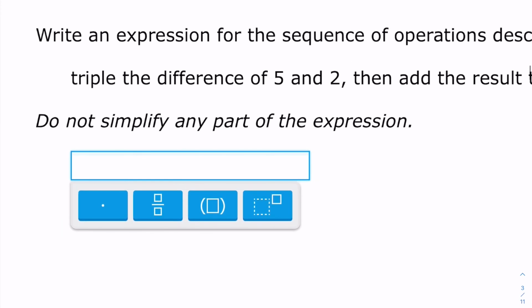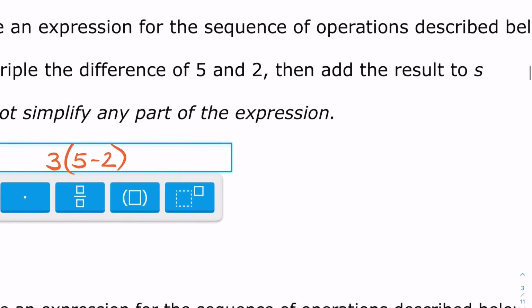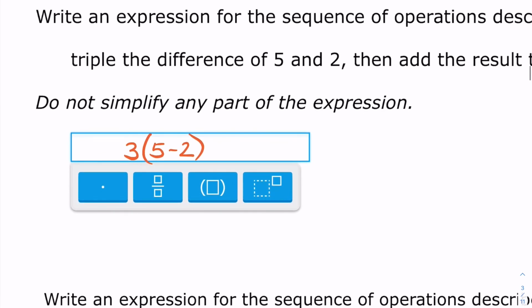All right, write an expression for this sequence. Triple the difference of 5 and 2, and then add the result to S. That's a lot. There's a lot going on. So here we're tripling something. What are we tripling? That's the question. Well, the difference of two things. What's being differenced? Well, 5 and 2. So we're going to do 5 minus 2. That's the difference of 5 and 2. We're going to triple that result and then add the result to S. Whoa, that's crazy. So watch this. We're actually going to put S out front here.